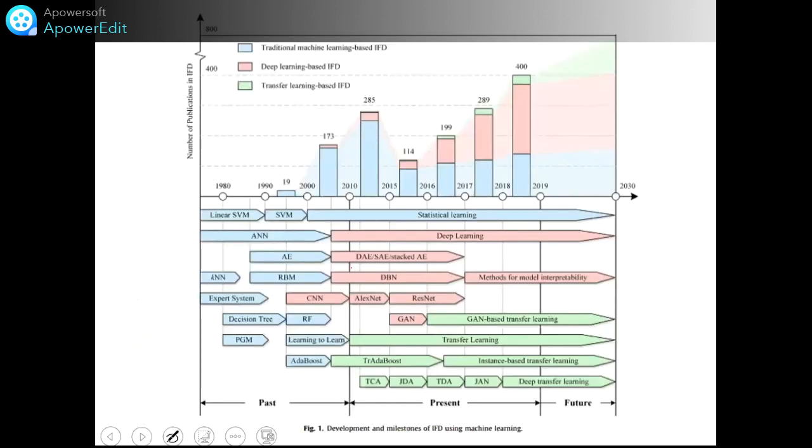Okay, so this is just, you can say, a research publication graph. You can see that up to 2010 people were applying SVM, ANN, decision tree, and random forest type of algorithms in this particular field. And at present you can see deep learning models, ResNet, and other famous models of convolutional neural networks and deep learning are used. And in the future, if you want to do research in this particular area, the concept of transfer learning is also used.